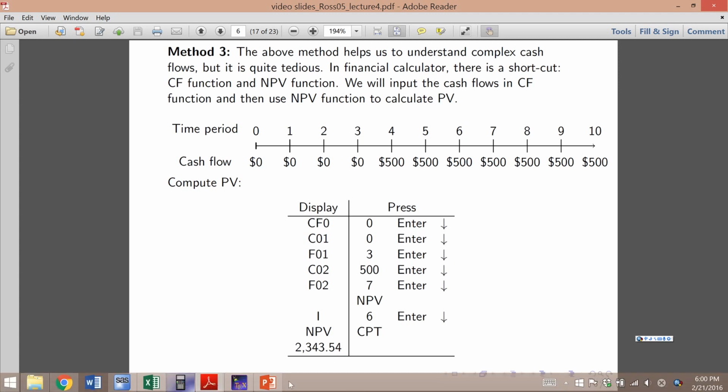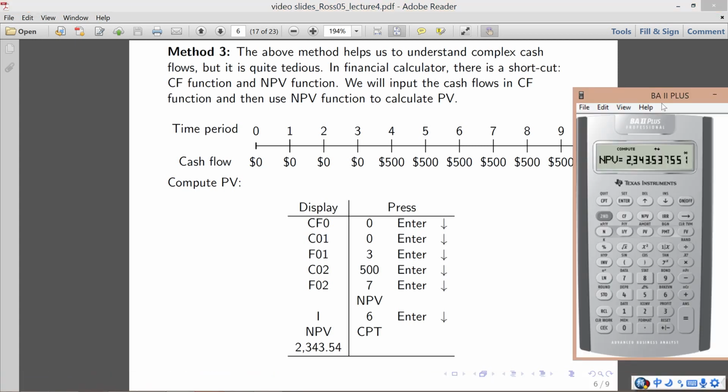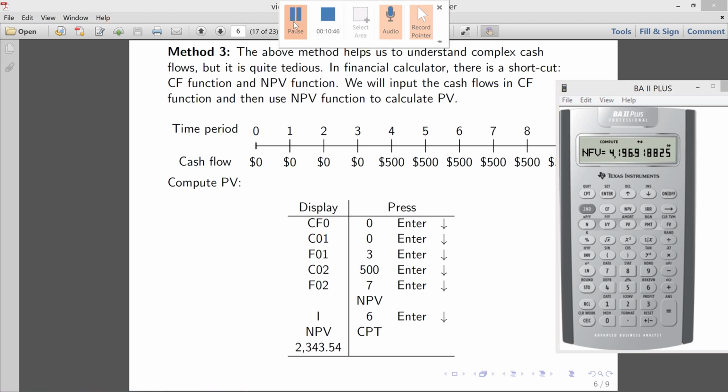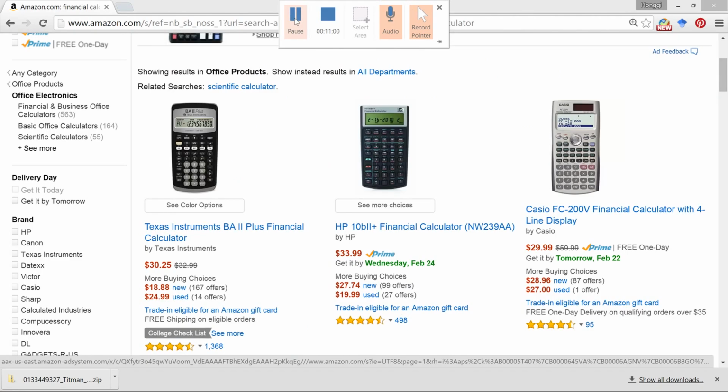Okay, now in order to find the future value, if you have a professional financial calculator like this, you're just going to go further down. Now you see NFV, okay, and you hit compute. Okay, so that is the future value. Not all the financial calculators have the NFV function.